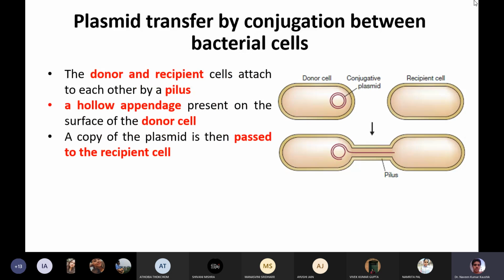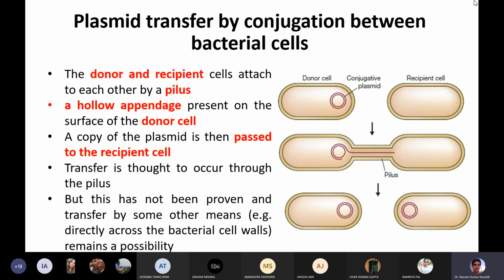Transfer by conjugation is a simple thing; this is how they are going to be transferred. A conjugation tube is formed, called the pilus. Through this conjugation tube, when the plasmid replicates, it is transferred to a recipient cell. You can see the recipient cell did not have the plasmid earlier, but after conjugation it also got the plasmid. So this is a way of transfer of genes.